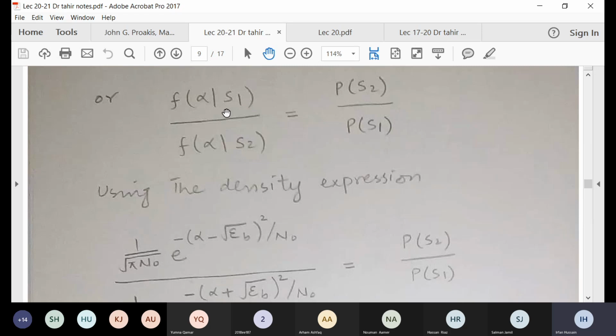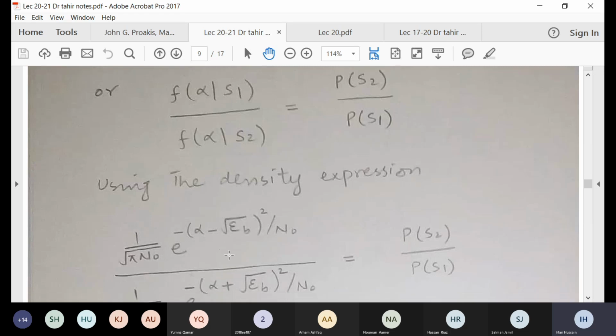You can put the densities of alpha given S1. Alpha given S1 means that your mean was square root of Eb, while your variance was N naught. So you can just put the Gaussian random variable for alpha given S1. Then you can also put alpha given S2 as follows.